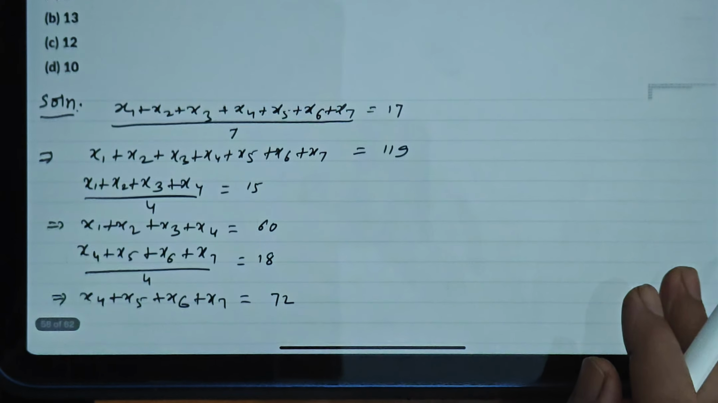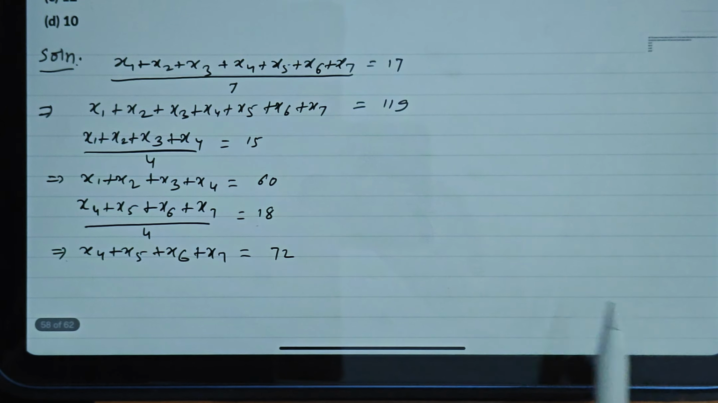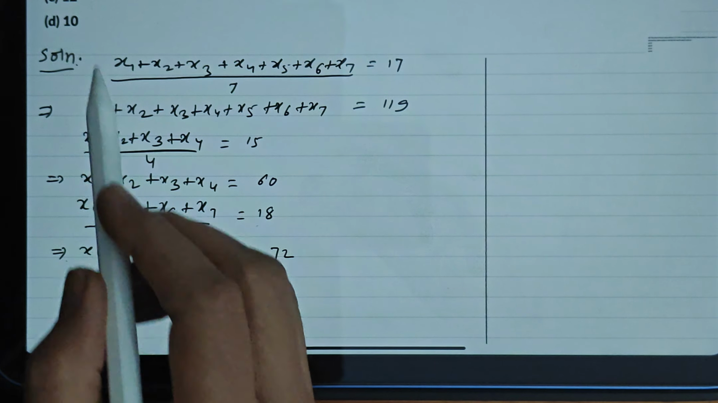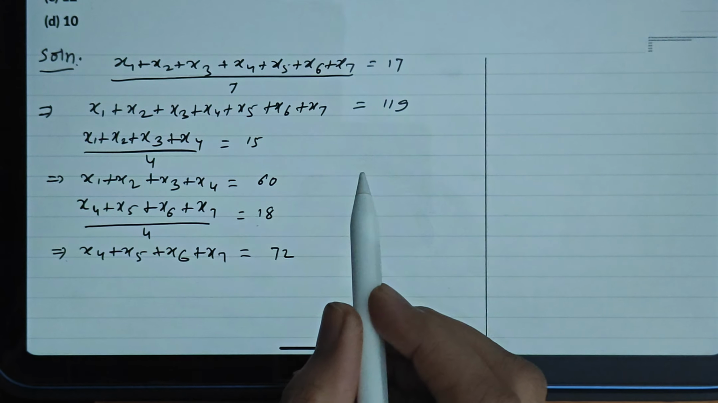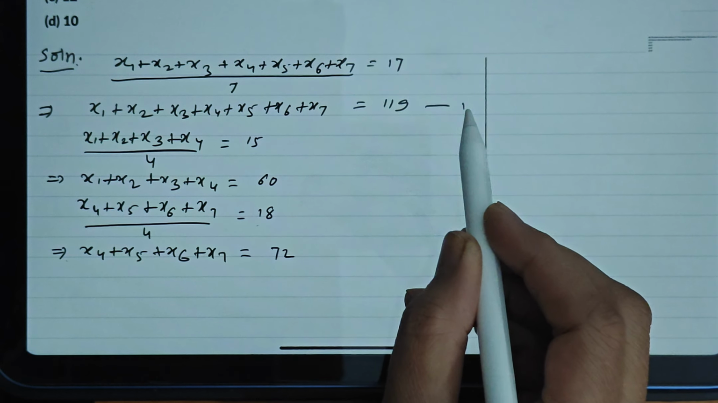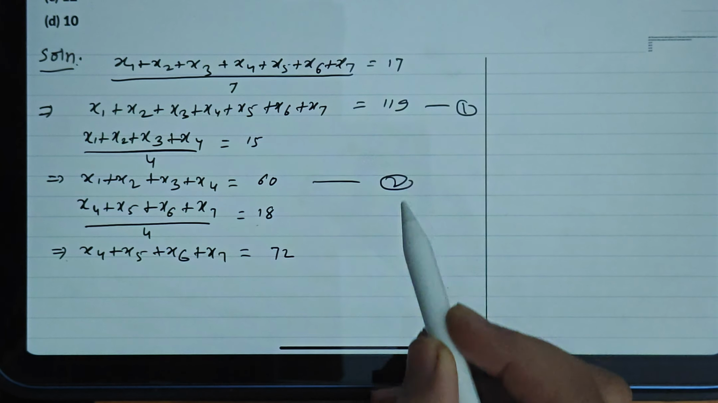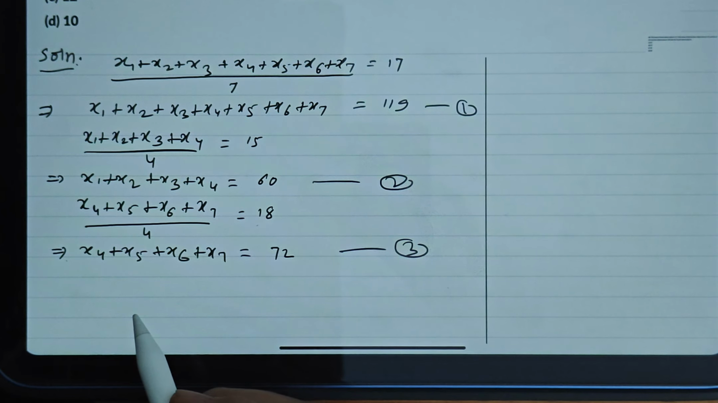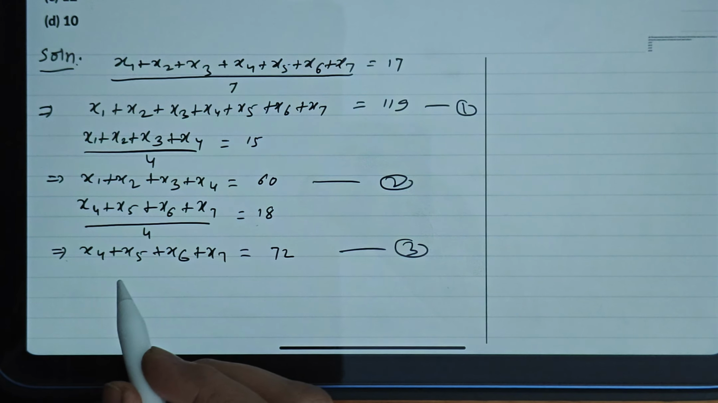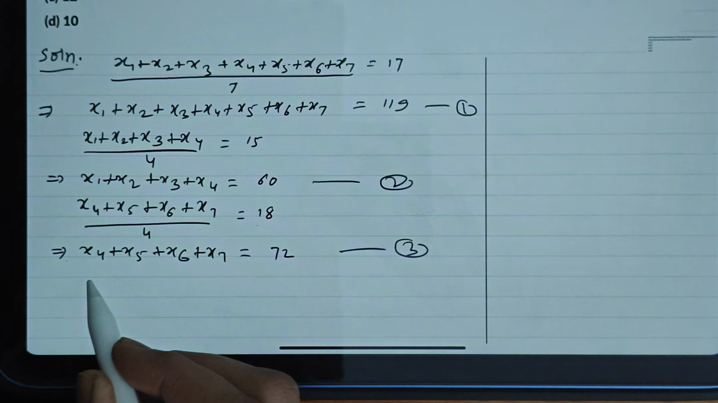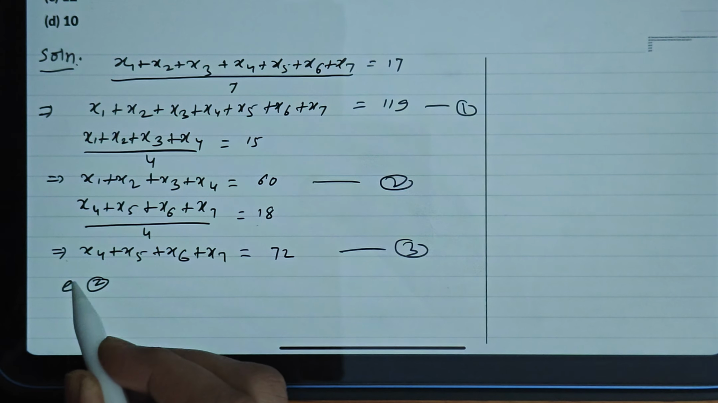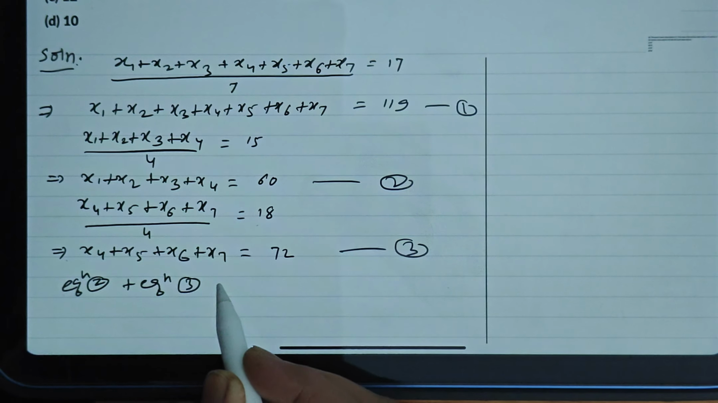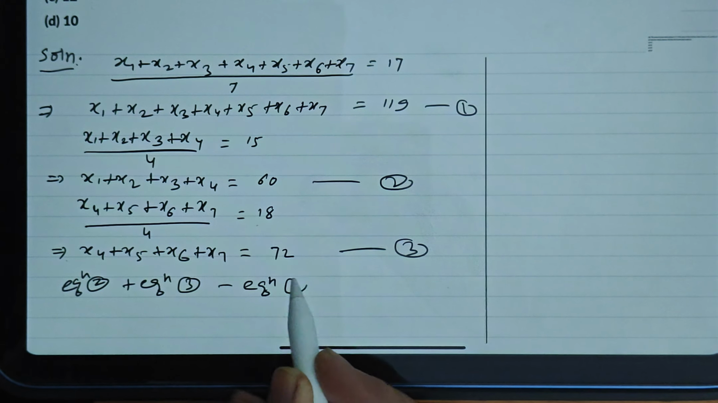Now we have already done most of the part of our question. If we need space, we will utilize this; if we don't need it, we will not. Now see, let us name these as equation 1, 2 and 3. So 2 plus 3 minus 1 we will do. That will serve our purpose. So equation 2 plus equation 3 minus equation 1.